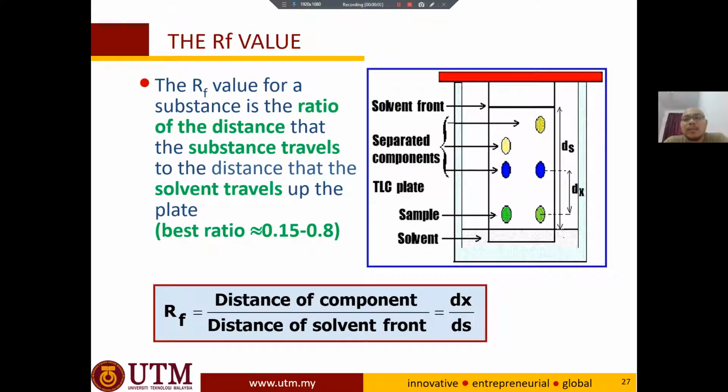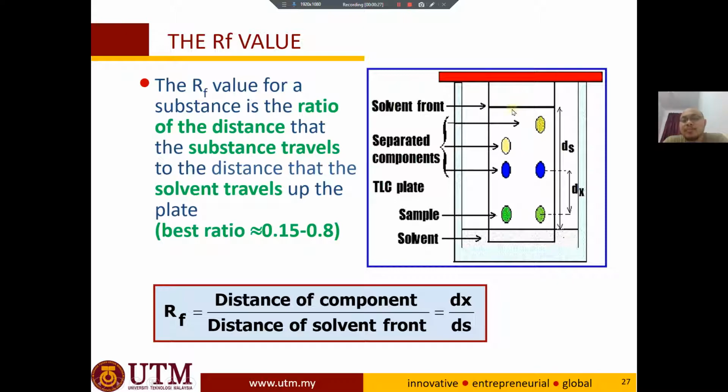Okay, the next one we will look into the RF value or retardation factor. The RF value for a substance is the ratio of the distance that the substance travels to the distance that the solvent travels up the plate. So it means that we measure the ratio between the distance of movement of the solutes or the components to the distance of your solvent front.